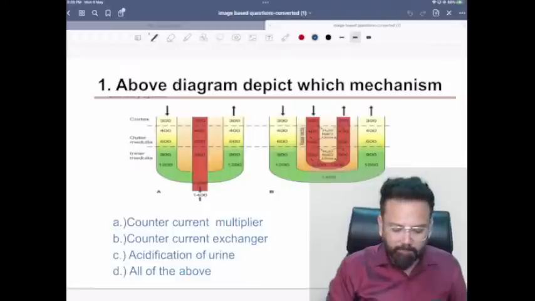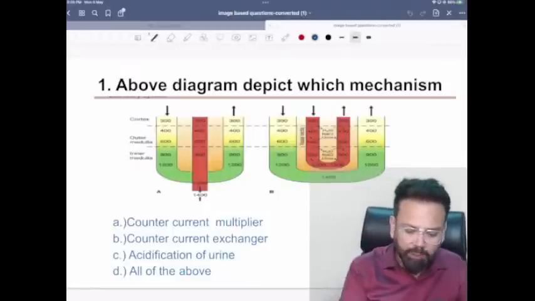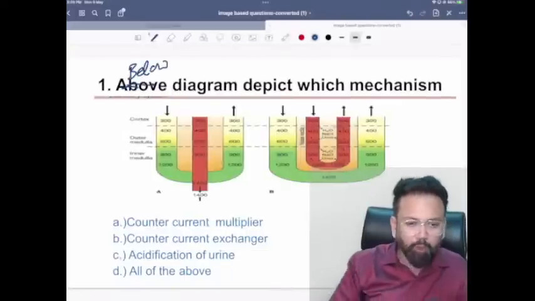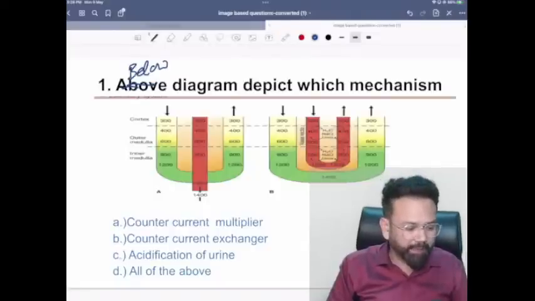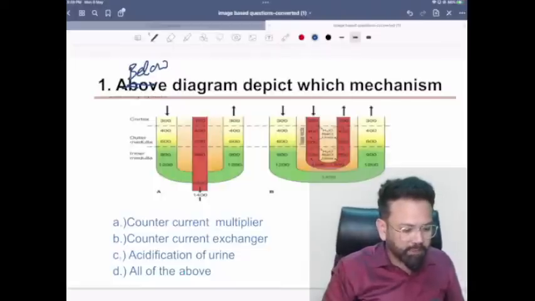Yes, this diagram depicts... this is not above, this is below, of course. In this image, this will be coming below. The below diagram is depicting which mechanism? Counter current multiplier or exchanger? Very good, Mohan Singh, Sahib Pathan.